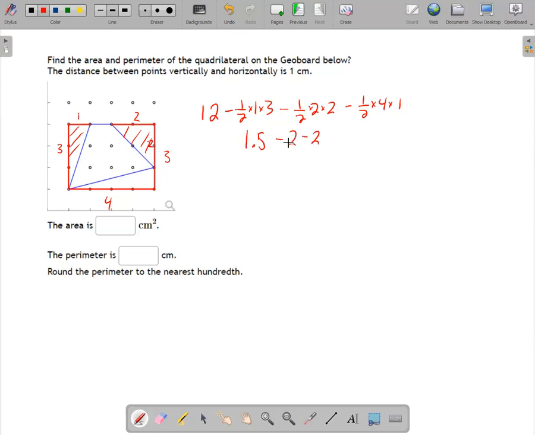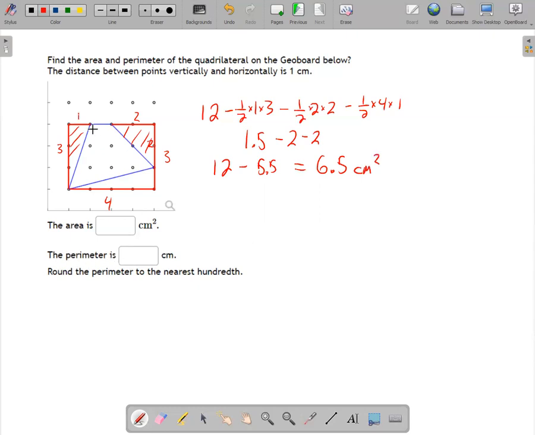So altogether, we need to take 2, 2, and 1.5, or 5.5, away from 12, which I think leaves us an area of 6.5 square centimeters left over for that. Yeah, it's a little more than half of that rectangle. That seems like a reasonable answer.